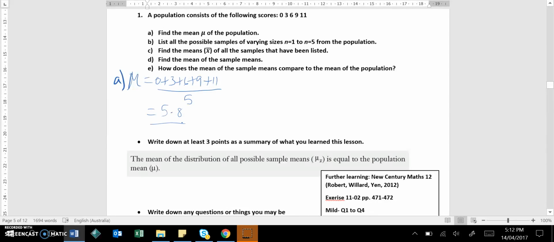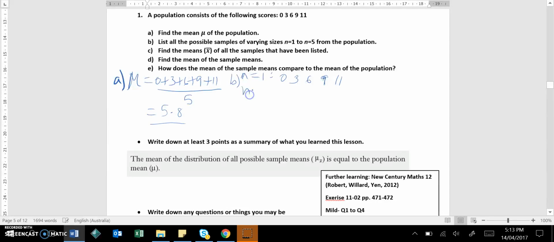The second part of the question says, list all the possible samples of varying sizes, n equals 1 to n equals 5, from the population. So the first bit of this is really easy. n equals 1 just means write down the number of possibilities where you've got one thing in the score. So literally it's just going to be exactly what's there. For that one, we're going to write 0, 3, 6, 9, 11. So the number of scores is always 1.